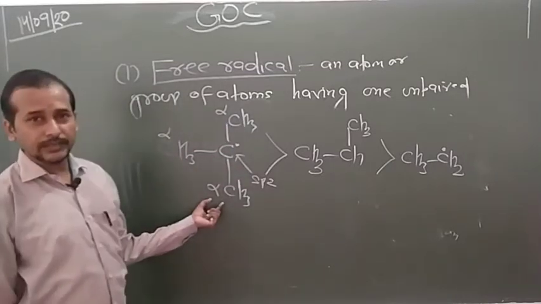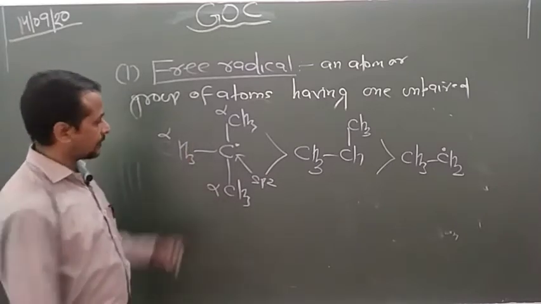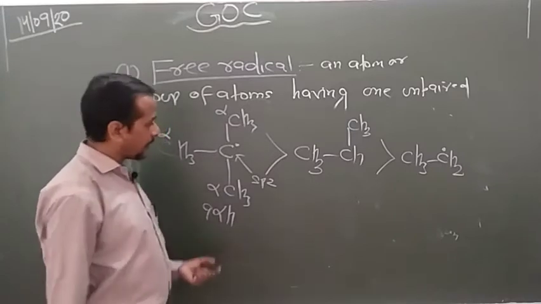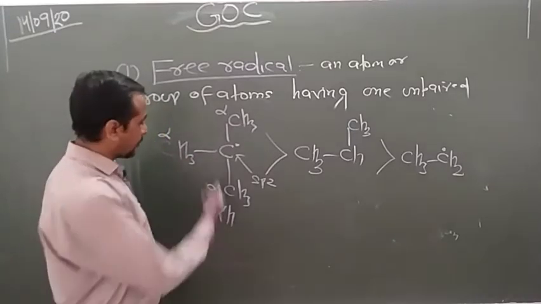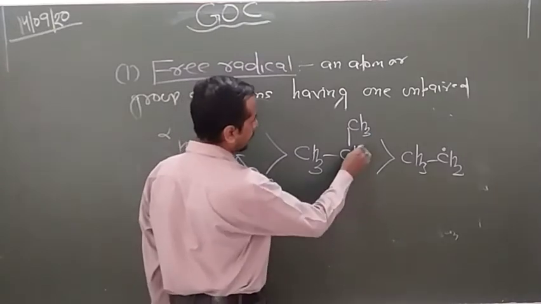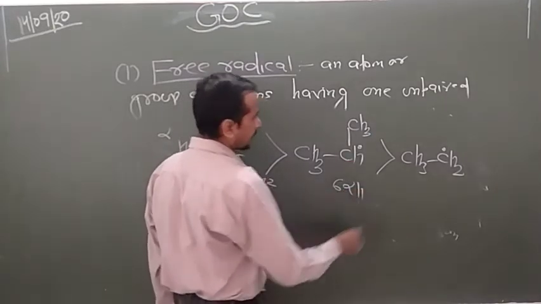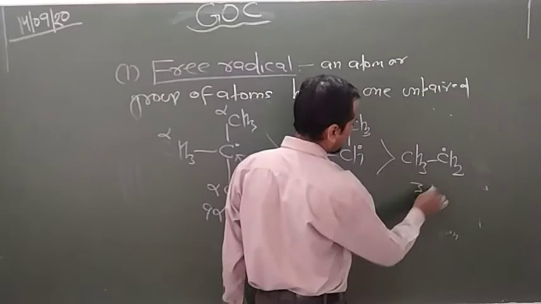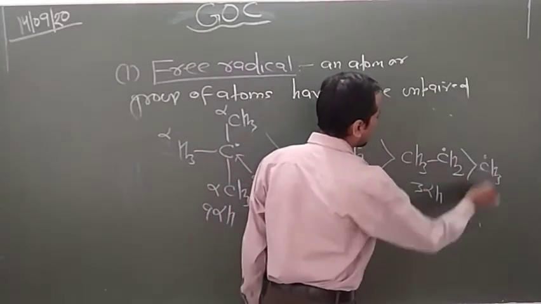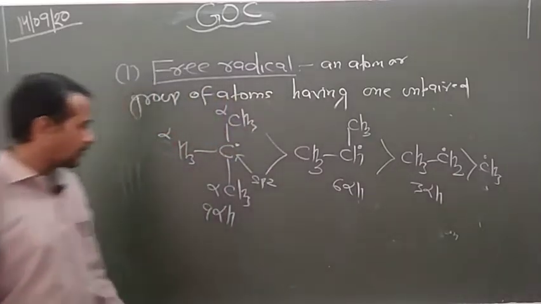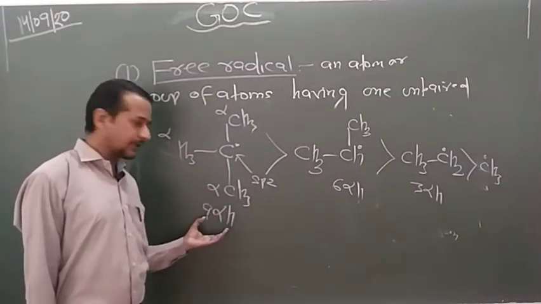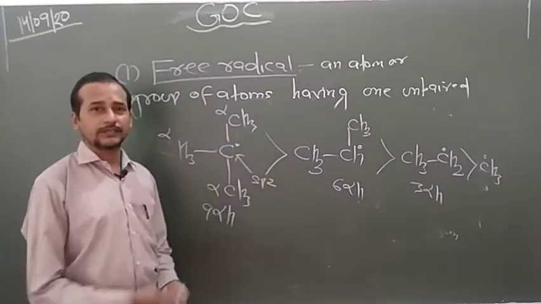Now this alpha carbon contains 3H, so 3H, total 9 alpha H. The more the number of alpha H, the more the hyperconjugation, that is, the more the stability. Here this contains 6 alpha H, this contains 3 alpha H, and this contains no alpha H. So the stability can be found by looking at the number of alpha H; the more the number of alpha H, the more the stability.